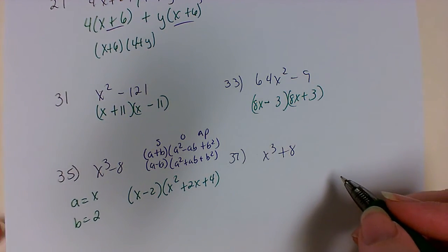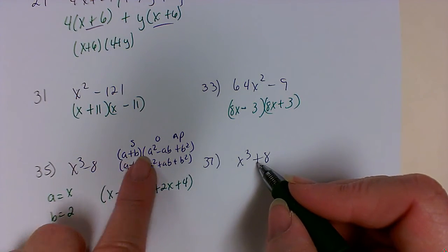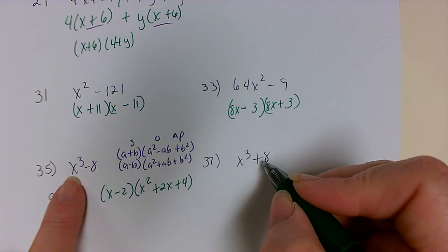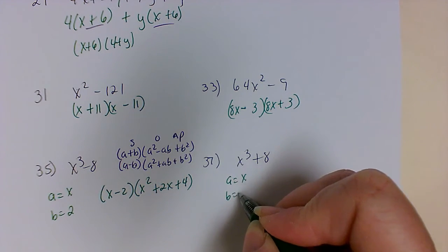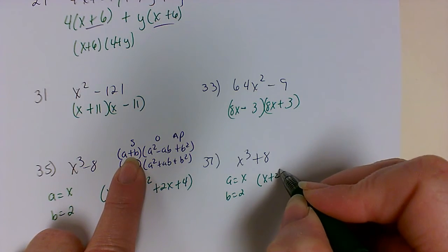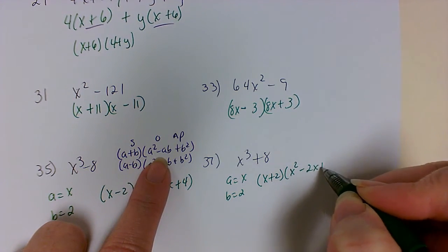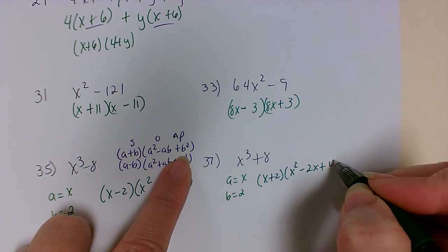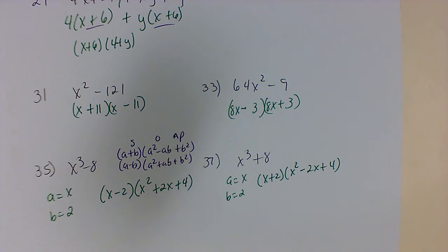Then we're going to come over and do this one that is the plus version, which is going to use the top formula. Because they're the same values, we're still going to have a is equal to x and b is equal to 2. But this time we'll have x plus 2 times x squared minus 2x plus 2 squared, which will be 4. It has the same sign, the opposite, and the always positive. So those are some of your special factors and also factors by grouping.